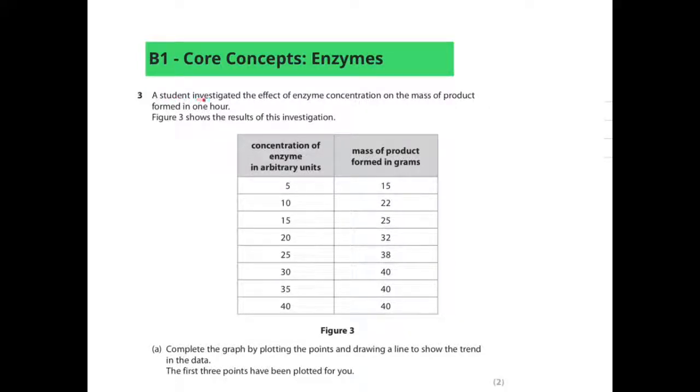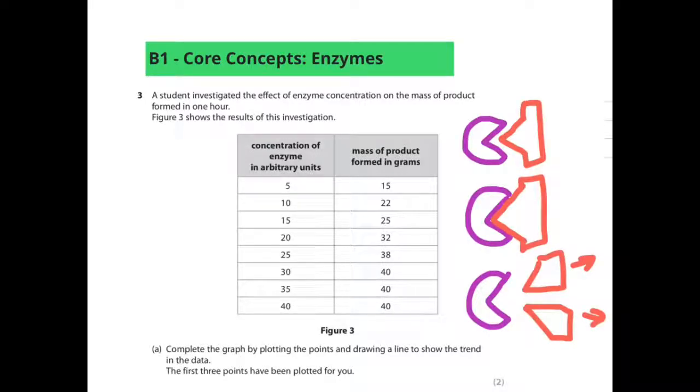A student investigated the effect of enzyme concentration, that's how many enzymes there are in a solution, on the mass of product formed in 1 hour. So, if you remember, enzymes are proteins which have a very specific shape, or three-dimensional shape. They have a very important region called the active site, and that has a complementary shape to a specific target molecule we call a substrate.